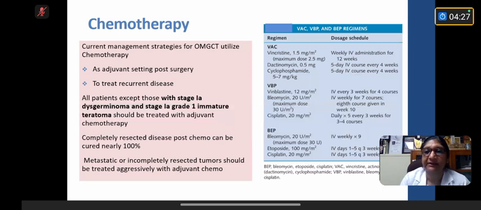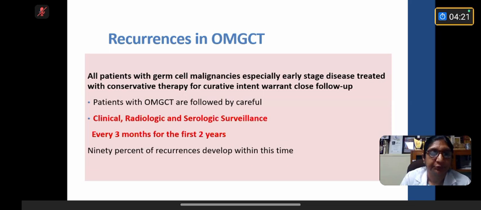So on the right side, you can see the various regimes which are used for the ovarian malignant germ cell tumors. Recurrence can happen. All patients with germ cell malignancy, especially early stage disease, who are treated with conservative therapy for curative intent, warrant close follow-up. So how do we follow them up?